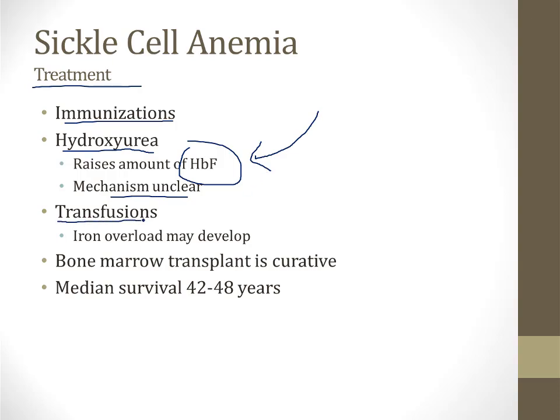Transfusions are often administered, but iron overload may develop just like it does in other chronic hemolytic conditions where patients receive repeated blood transfusions. Bone marrow transplant is an emerging therapy. It's curative. When and how often to administer this to patients with sickle cell anemia is still a subject of a lot of debate. And the median survival for these patients, unfortunately, is not very long. Usually they die by about 42 to 48 years of age.